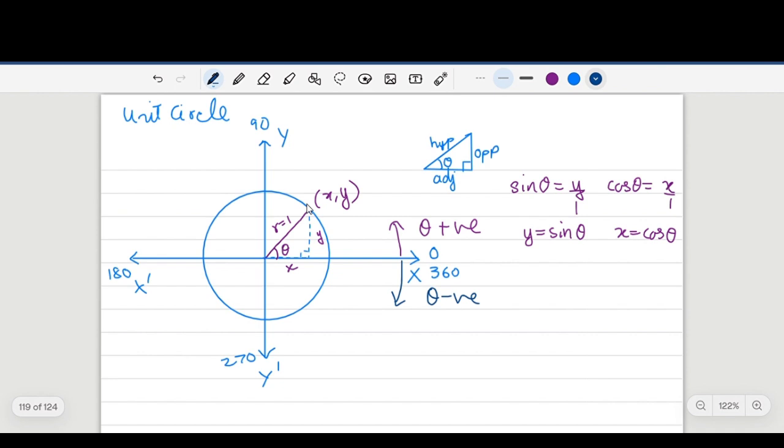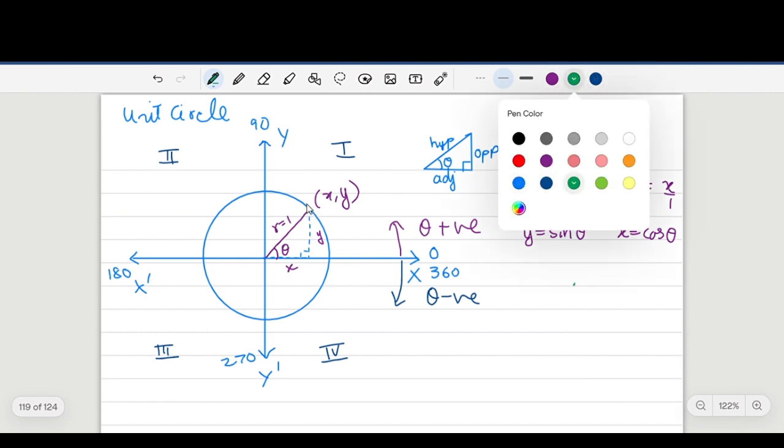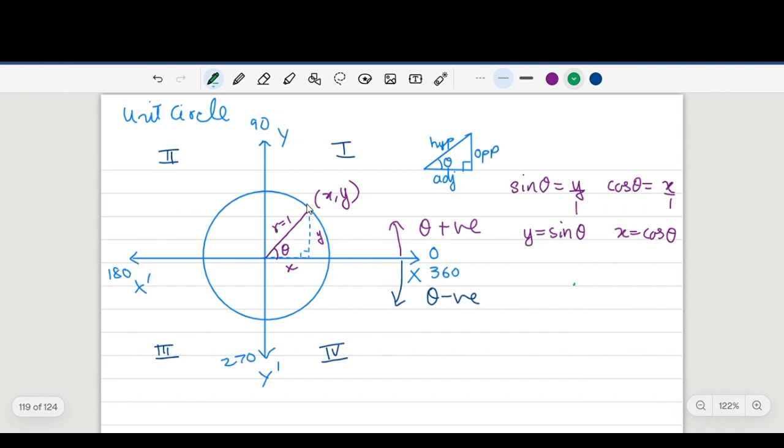Now, how do we label the quadrants? Because theta is counted positive if you're going in the anti-clockwise direction, this becomes the first quadrant, the first 90 degrees. Then from 90 to 180, this is second, this will be third, and this will be fourth. So now when we are discussing the sign conventions, in the first quadrant, if you notice, sine is positive, cos is positive. So that implies that tan will also be positive.